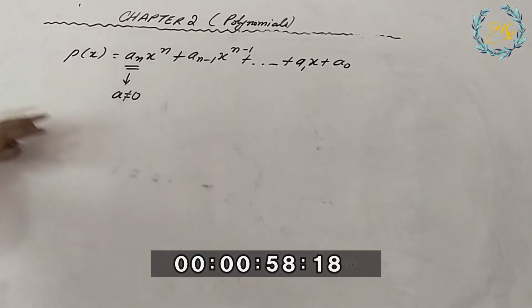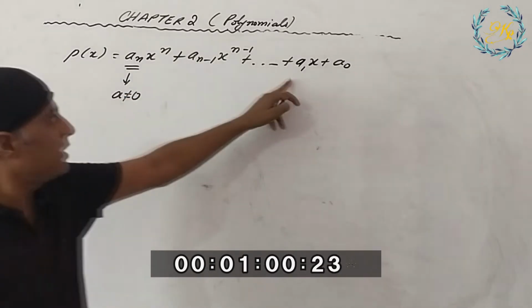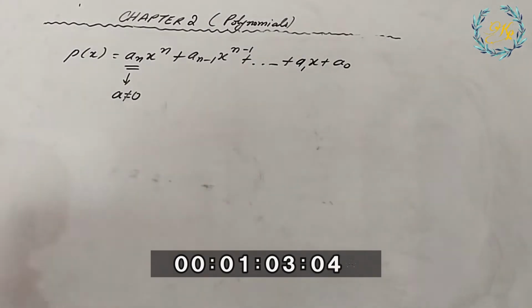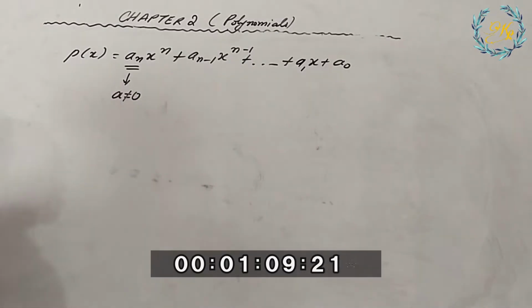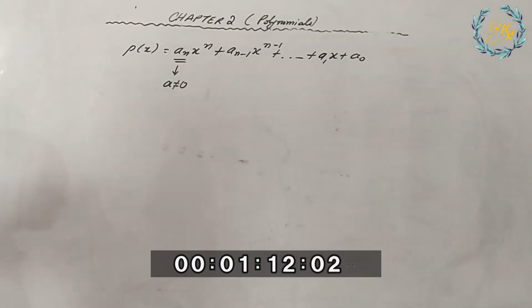Second thing, a_(n-1), a_1, a_0, all these values are constants. It means you will have values here like minus 2, plus 2, plus 3. This is called a polynomial, right?